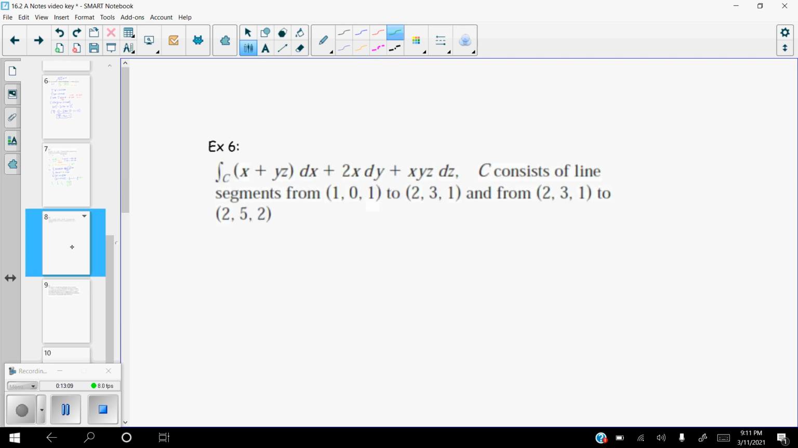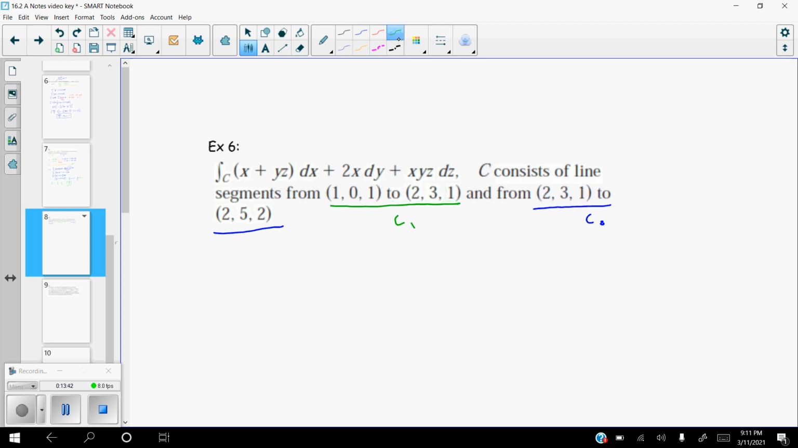All right, two more examples. Example 6: we want to do the line integral of (x plus yz) dx plus 2x dy plus xyz dz, where C consists of line segments. Again, line segments are awesome. We've got two different line segments, so again we're going to call this one C1, and I can't do it really great here, but we're going to call that one C2.